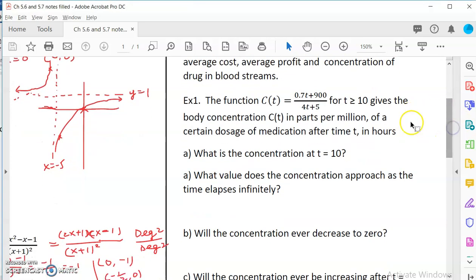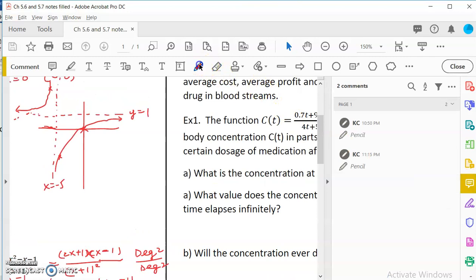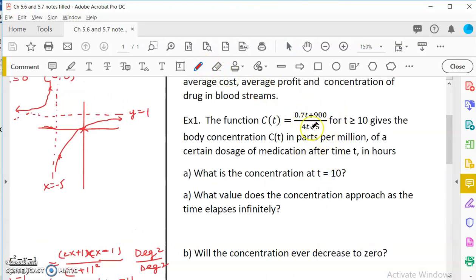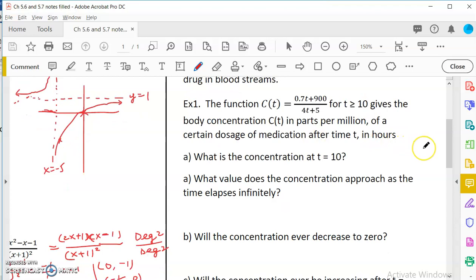So let's look at one application, where C of x is a concentration function that models the blood concentration and body concentration, in parts, of a certain dosage of medication after t hours, and t has to be greater than 10. So that means after 10 hours, what is the concentration? How does it drop off? Usually after certain hours, you have less of that material in your body, right? So this would be modeling that concentration.